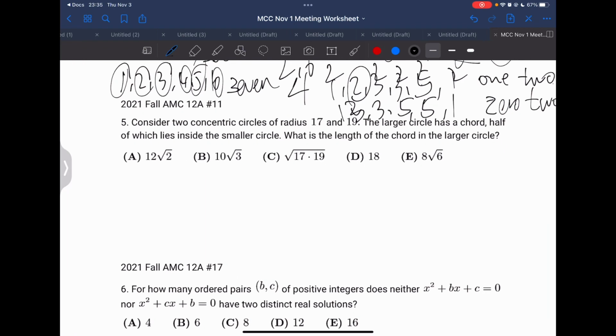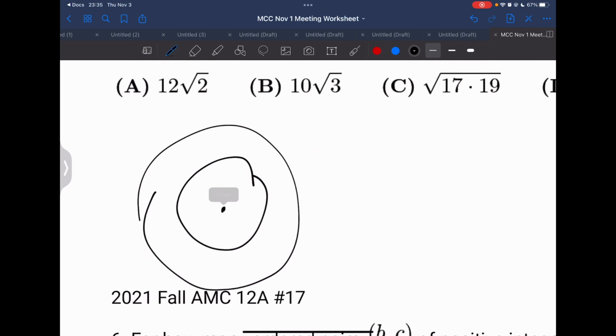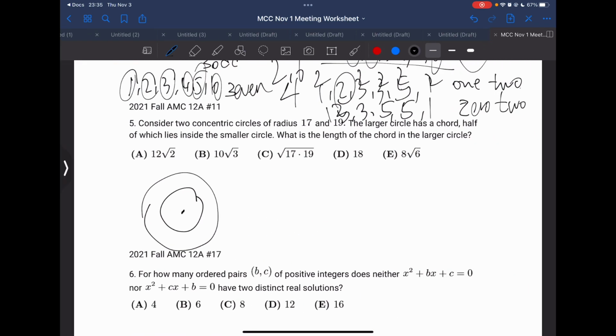Okay, the second question. Consider two concentric circles with radius 17 and 19. The larger circle has a chord. Concentric means they have the same center, and half of the chord of the larger circle lies inside the smaller circle. What is the length of the chord in the larger circle?